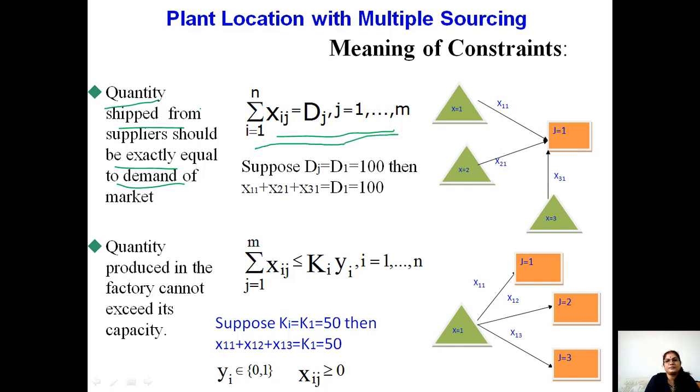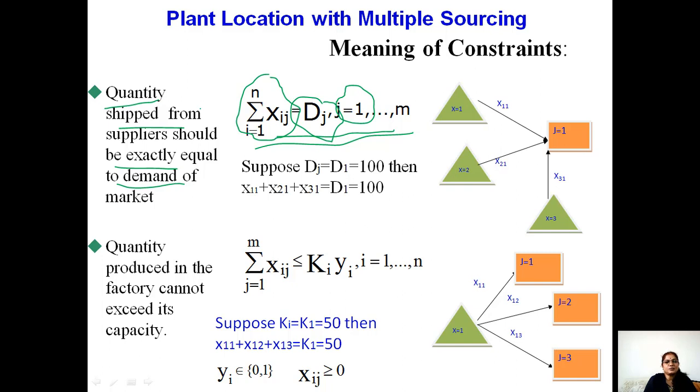Mathematically it's written here. For example, if j is equal to 1, the first destination, and dj is its demand, then the summation of all the quantity coming in from the various plants, i equal to 1 to n, where n is 3 here, 1, 2, 3. So for all the 3 plants, the quantity that is coming in, added up, should be equal to the demand of that destination. Similarly, it is true for all remaining destinations. The calculation is given here and graphically it is shown here.